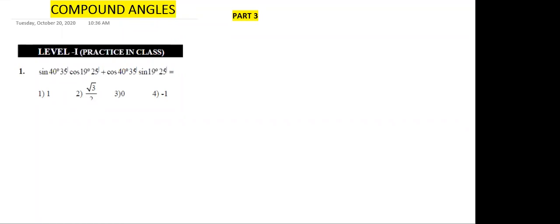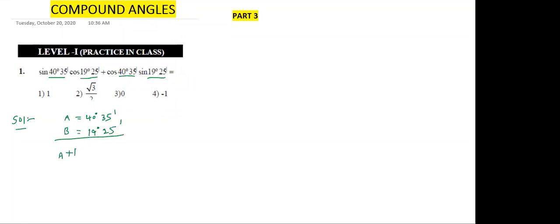Now, see level 1, the first question. See how the question is given. Here 40 degrees 35 minutes and 19 degrees 25 minutes. That means angle A is 40 degrees 35 minutes and angle B is 19 degrees 25 minutes.